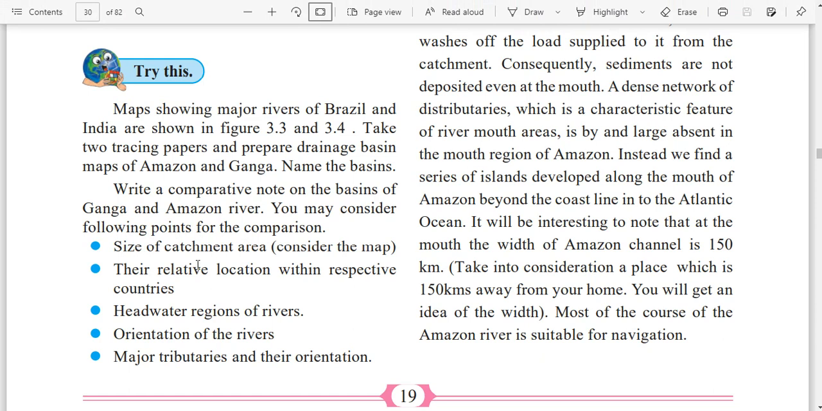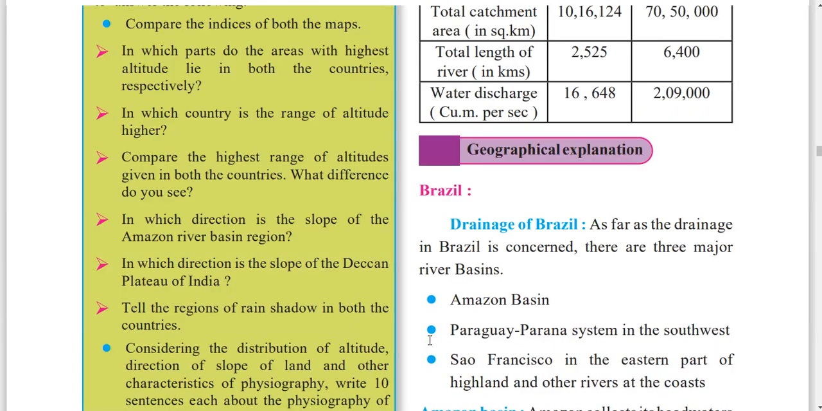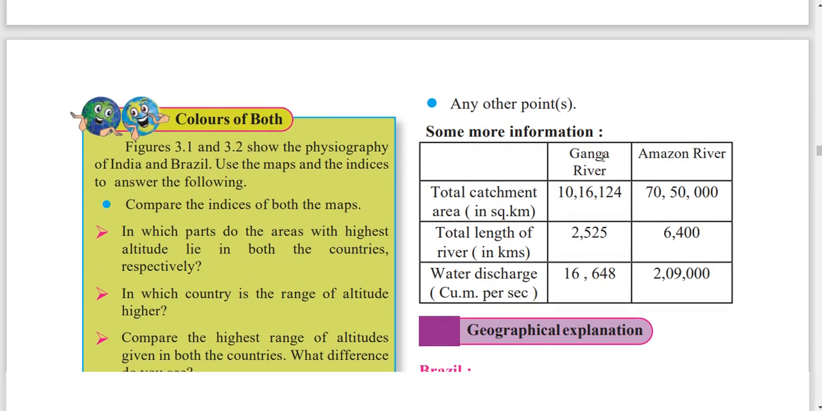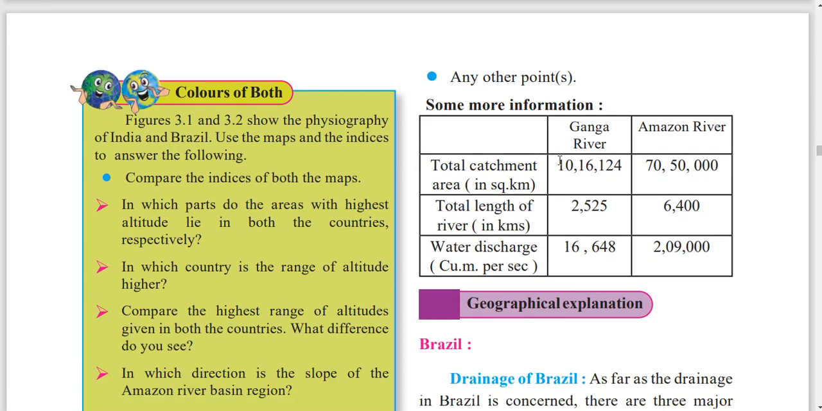Size of catchment area. Consider the map. Their relative location within respective countries. Headwater regions of rivers. Orientation of the rivers. Major tributaries and their orientation. Any other points? Some more information about the Ganga River and the Amazon River.